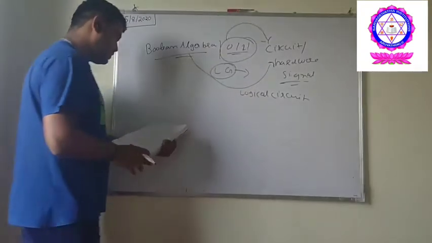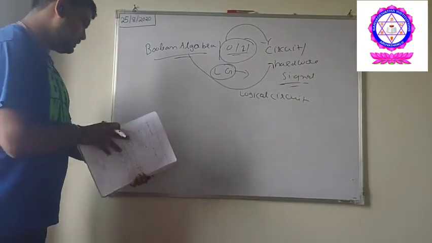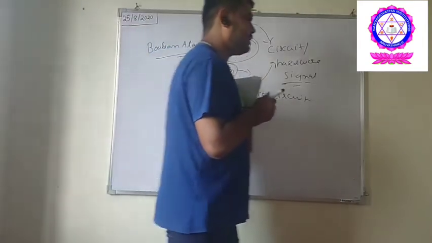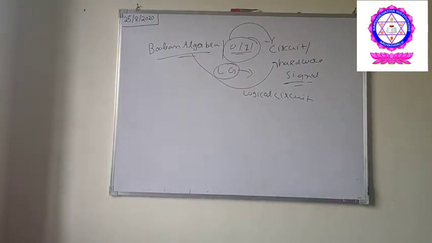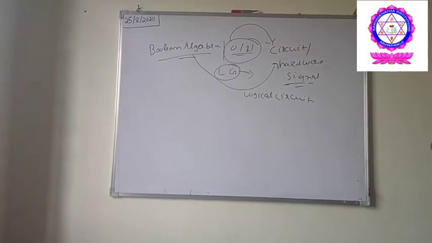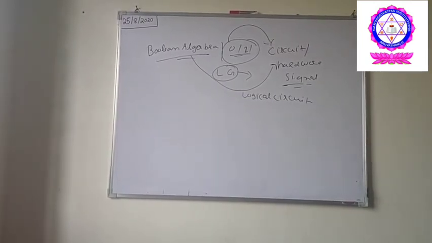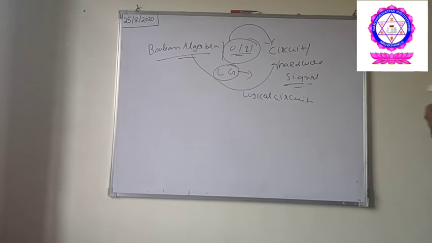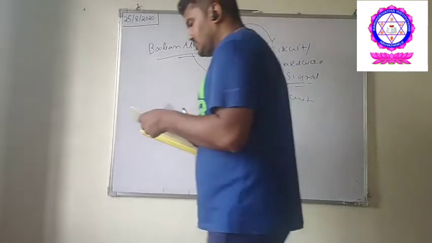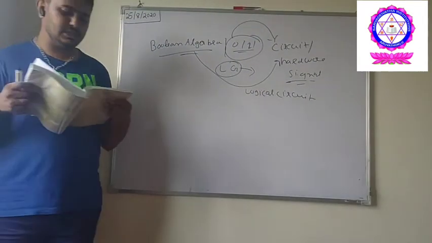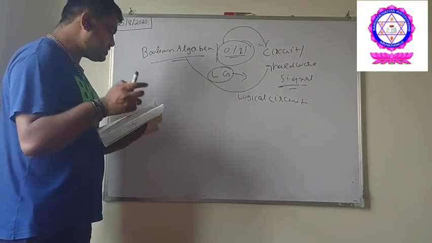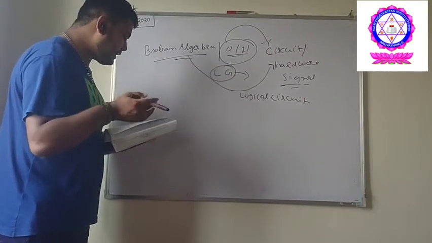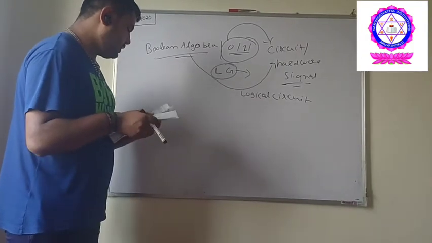So what is a logical circuit? A logical circuit is a format where we convert Boolean algebra into the format of a logical diagram. So what does it say? A Boolean algebra is useless unless it is translated into hardware in the form of gates. This translation of a Boolean algebra into gates is known as a logical circuit.